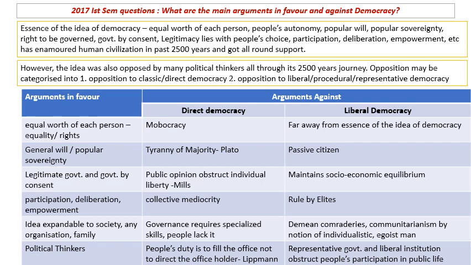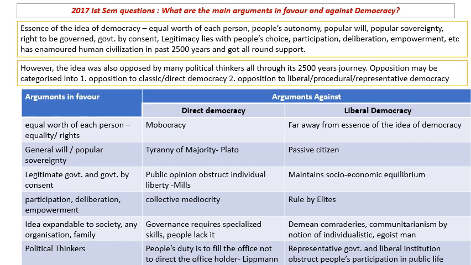So in this table, I have tried to give you arguments in favor and arguments against, again in two columns: arguments against direct democracy and arguments against liberal democracy. So you can read yourself. I may not even tell you the complete list. It will take a long time. I hope you will just see and note down and you can explain it.